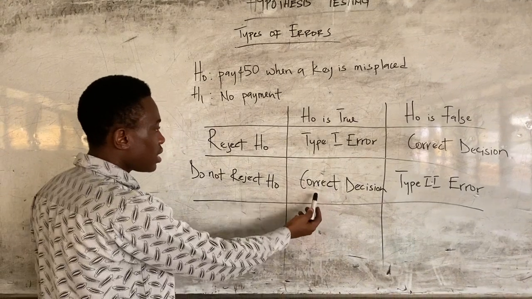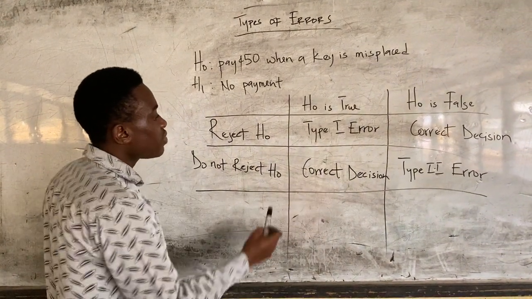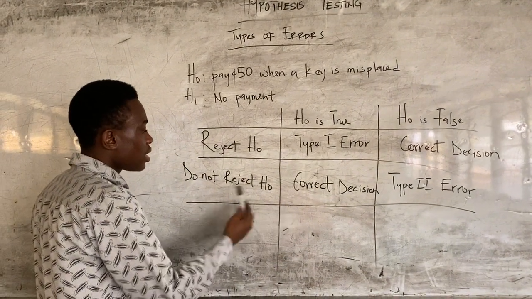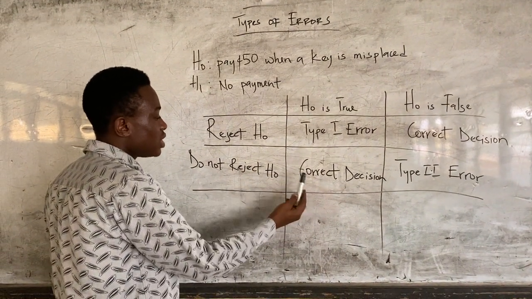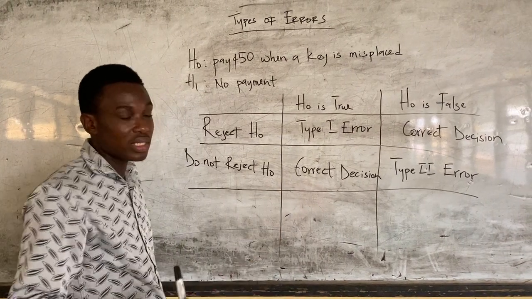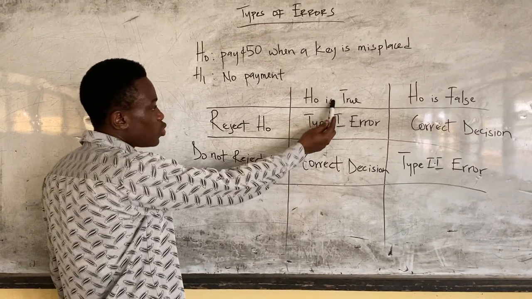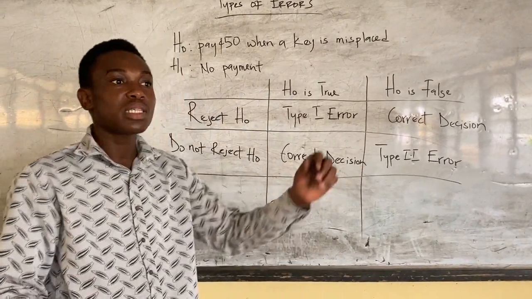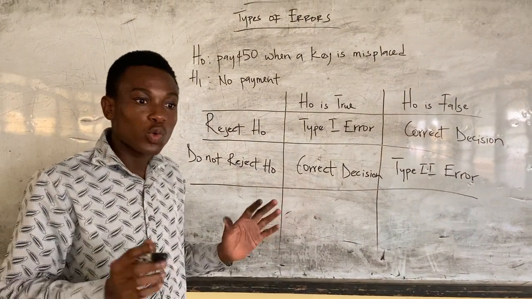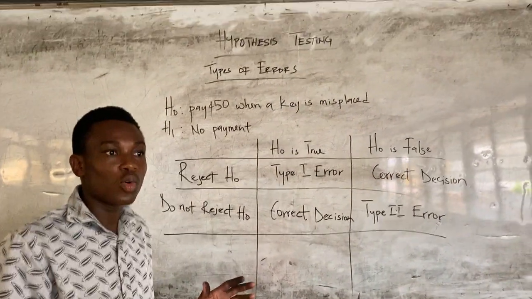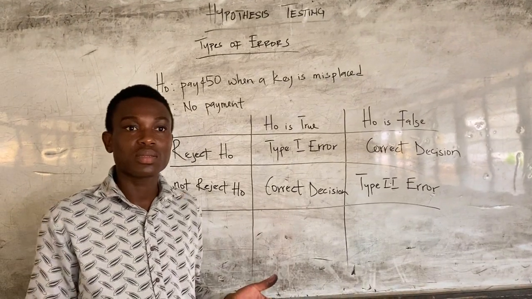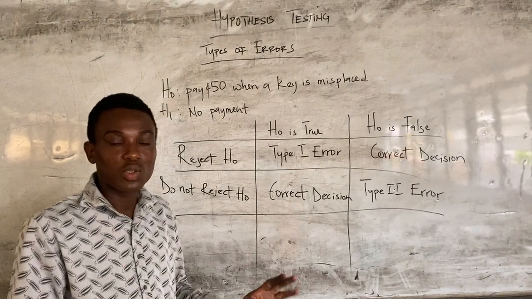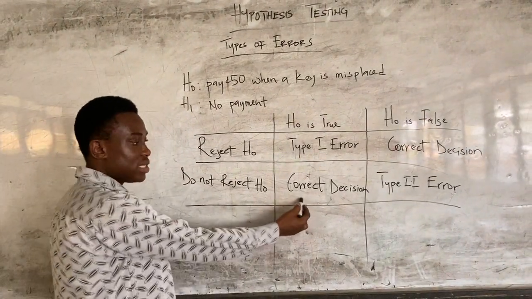And then let's look at the second one. So if the null hypothesis is true, and then we fail to reject the null hypothesis, it's a correct decision. So if the person misplaces the key, and then we fail to reject, that is, we don't say, oh, you've misplaced the key, but you won't pay anything. We fail to reject, as in we are accepting it, you've misplaced the key, so we are going to make payment, then it's a correct decision.